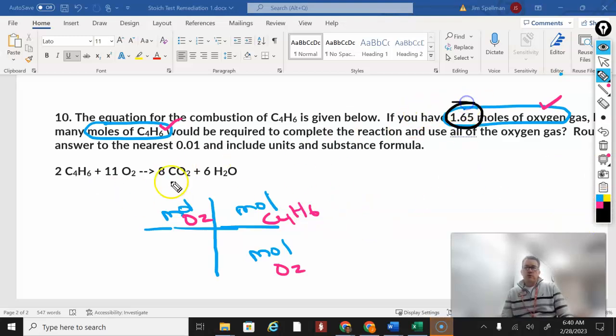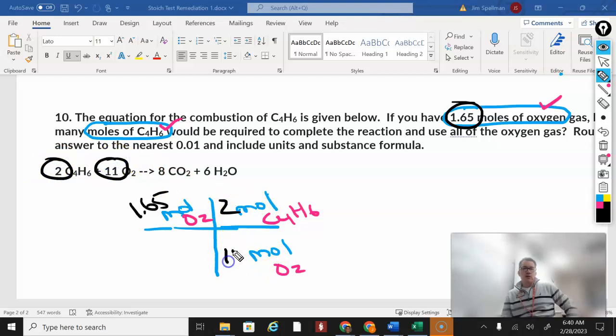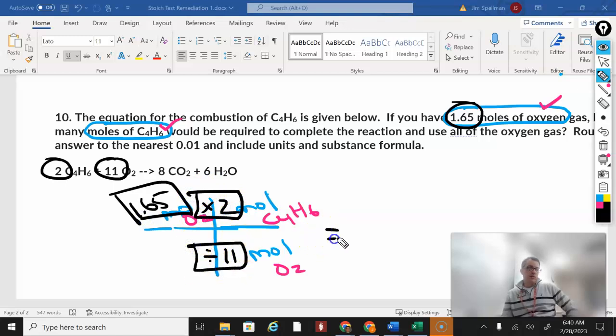And then finally, let's get the numbers in the right place. I start with 1.65 moles. And then the numbers here are again our molar ratio, just like in question number 1. What's the number in front of C4H6? The number in front of C4H6 is 2. What's the number in front of oxygen? It's an 11. So now I've got all my numbers where they need to go. 1.65 times 2 divided by 11 equals 0.3. But because the question says do 2 places past the decimal, you also want to throw a 0 on there.